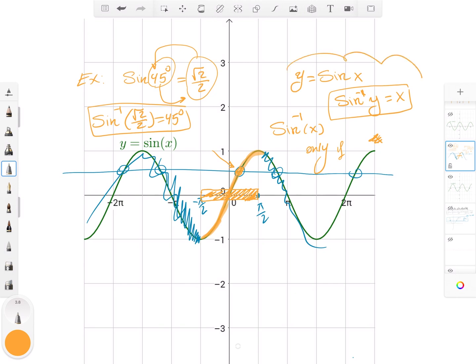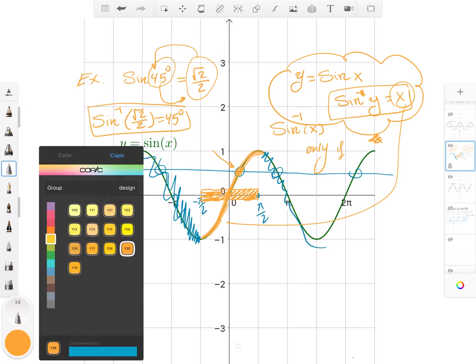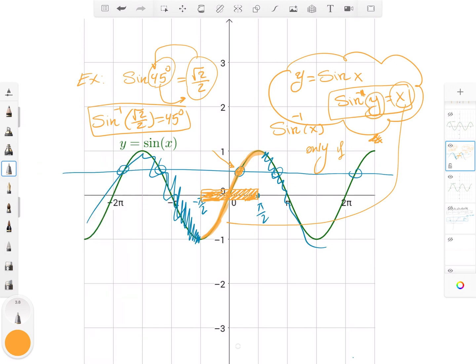So back to this function, the sine inverse exists if x is between negative pi half and pi half. Also the value of y is going to be from 1 to negative 1.